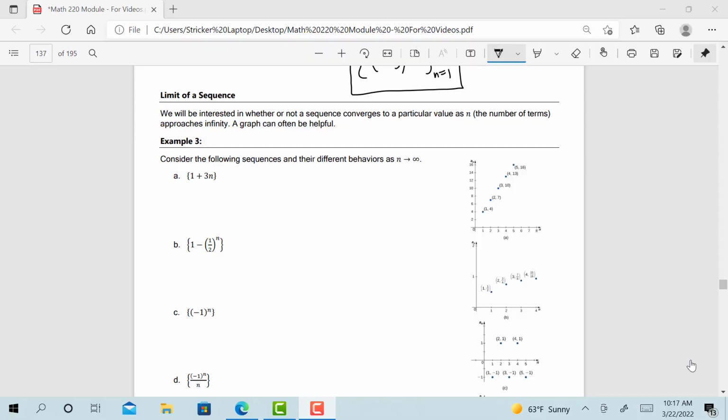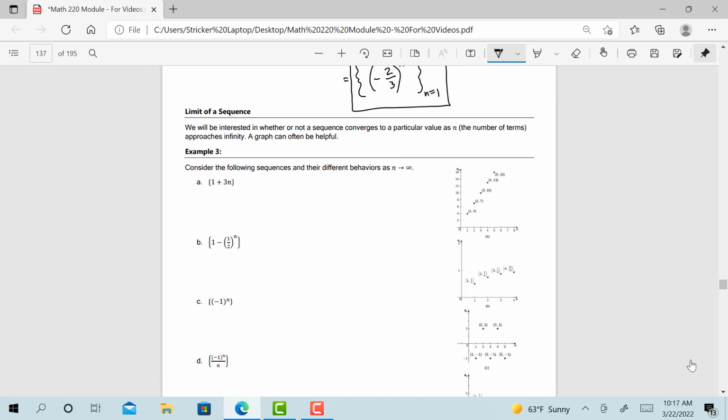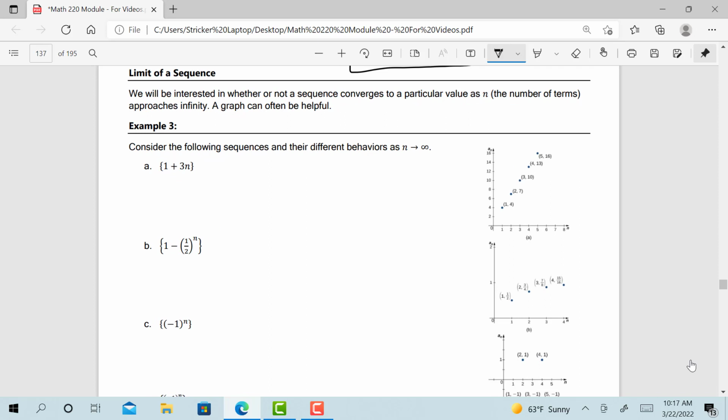Welcome back. We're still in section 5.1, and in this video we are going to be continuing our discussion of sequences, but we're now going to take a look at the idea of the limit of a sequence. What we are particularly interested in is whether or not a sequence converges to a particular value as the number of terms approaches infinity. So we want to know, basically, does the sequence approach a particular value?